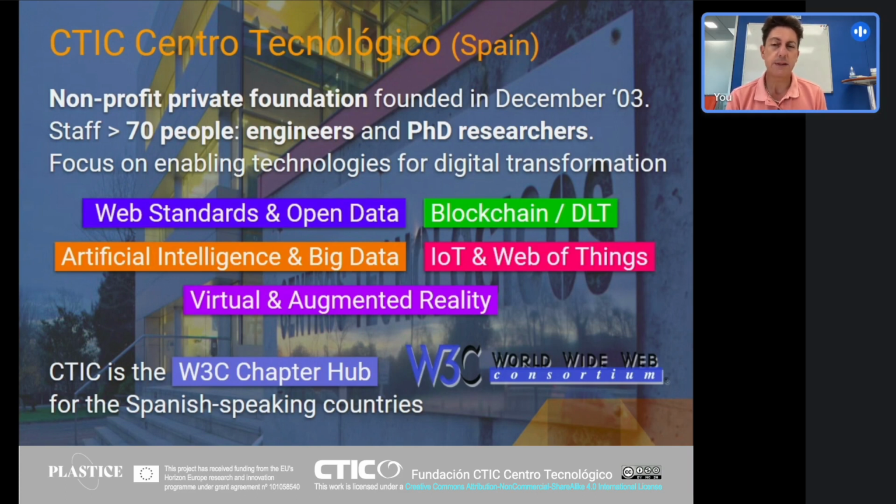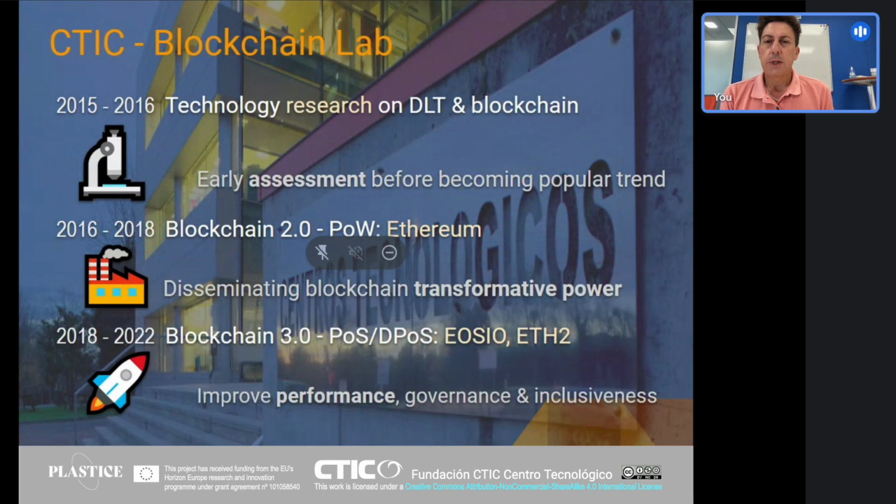intelligence, augmented reality. We started a blockchain lab around 2015, beginning with the research on this type of technologies, blockchain and what is called DLT, that is decentralized ledger technologies, mainly to see what we can do with these technologies, if they can fulfill what they promise, before they became a popular trend in recent years.